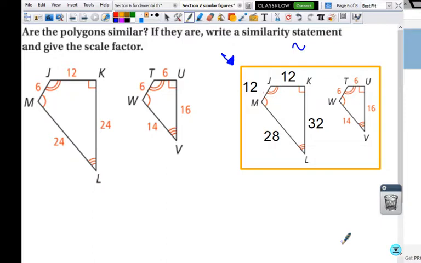Now y equals 2. That's hilarious. I don't even have to divide. Y equals 2.